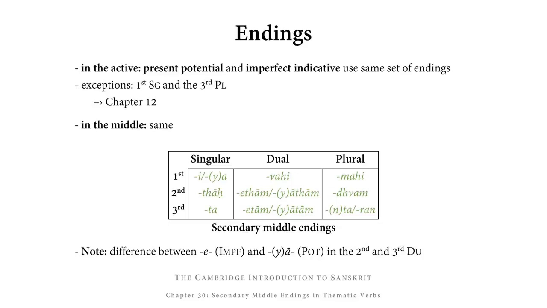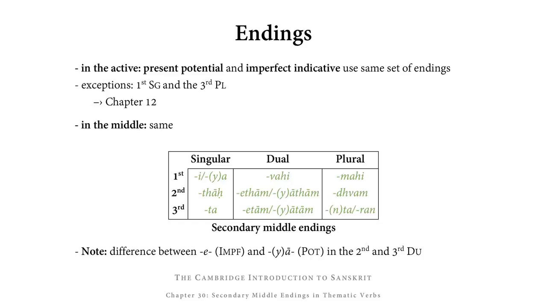In the middle, we have exactly the same situation, so present potential and imperfect indicative use the same set of endings, and again, the exceptions to this are the first singular and the third plural. Let's look at these endings.